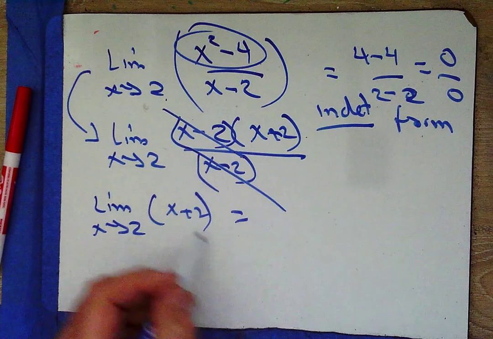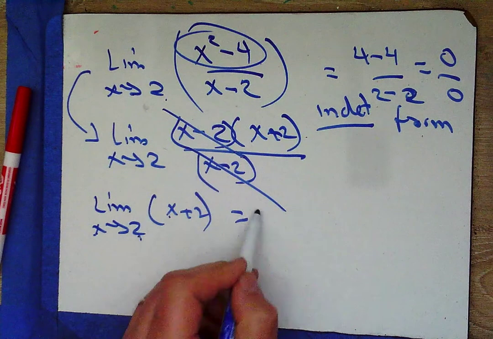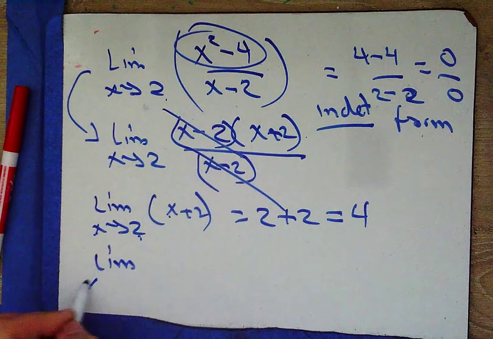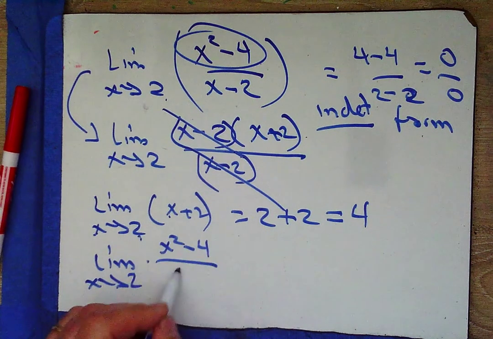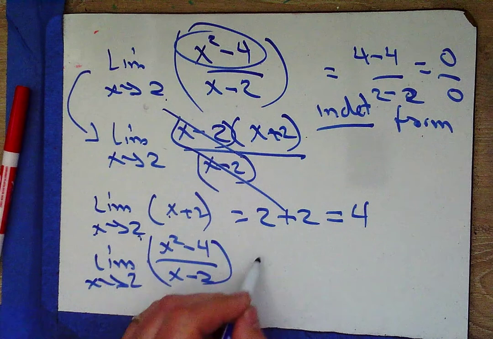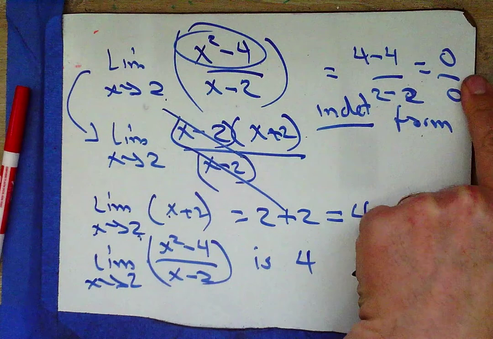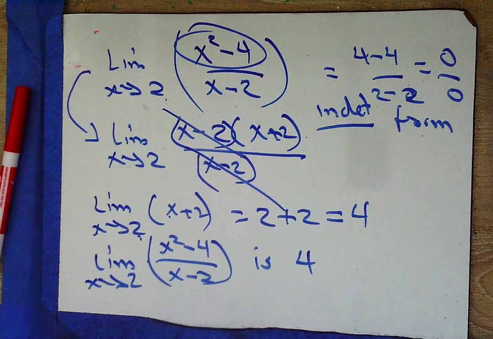Well, now I can do my direct substitution. I can replace x's with 2's: 2 + 2, or 4. And so I know the limit as x approaches 2 of x² − 4 over x − 2 is 4. This time 0 over 0 was equal to 4. Surprise! Indeterminate form.